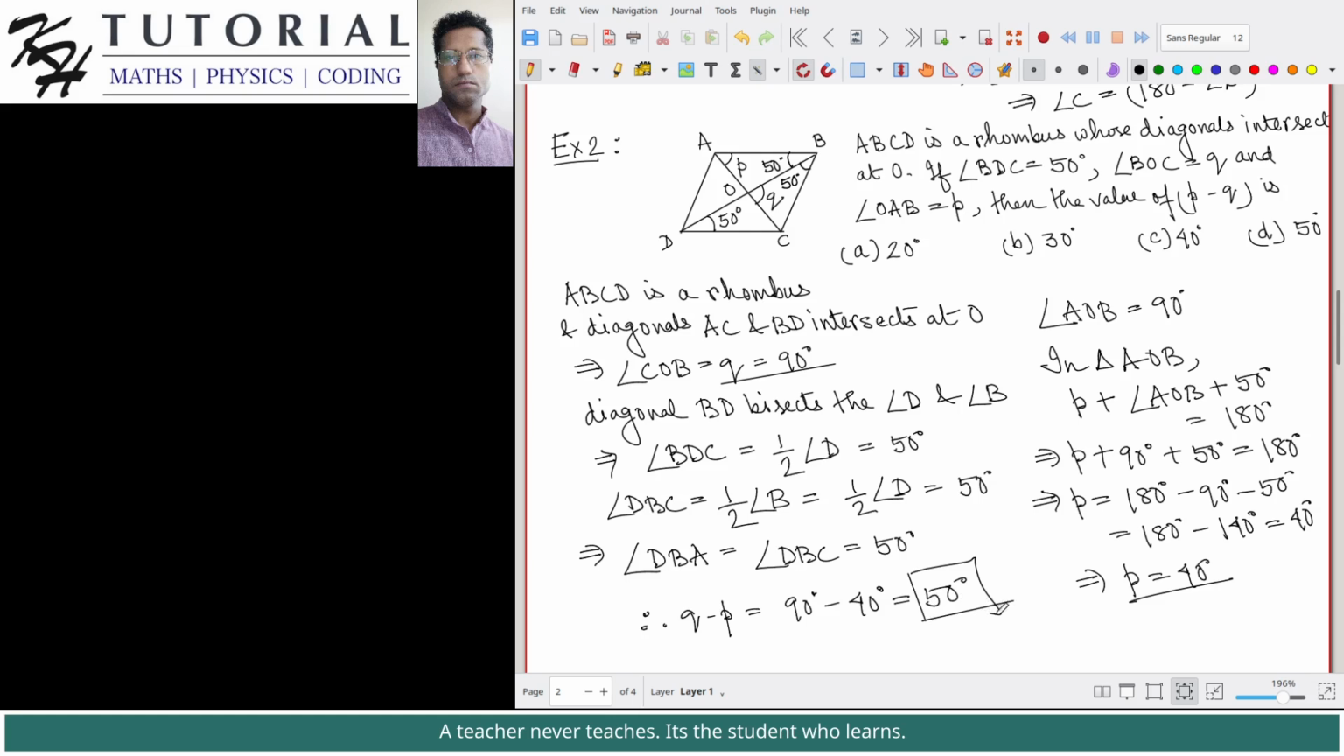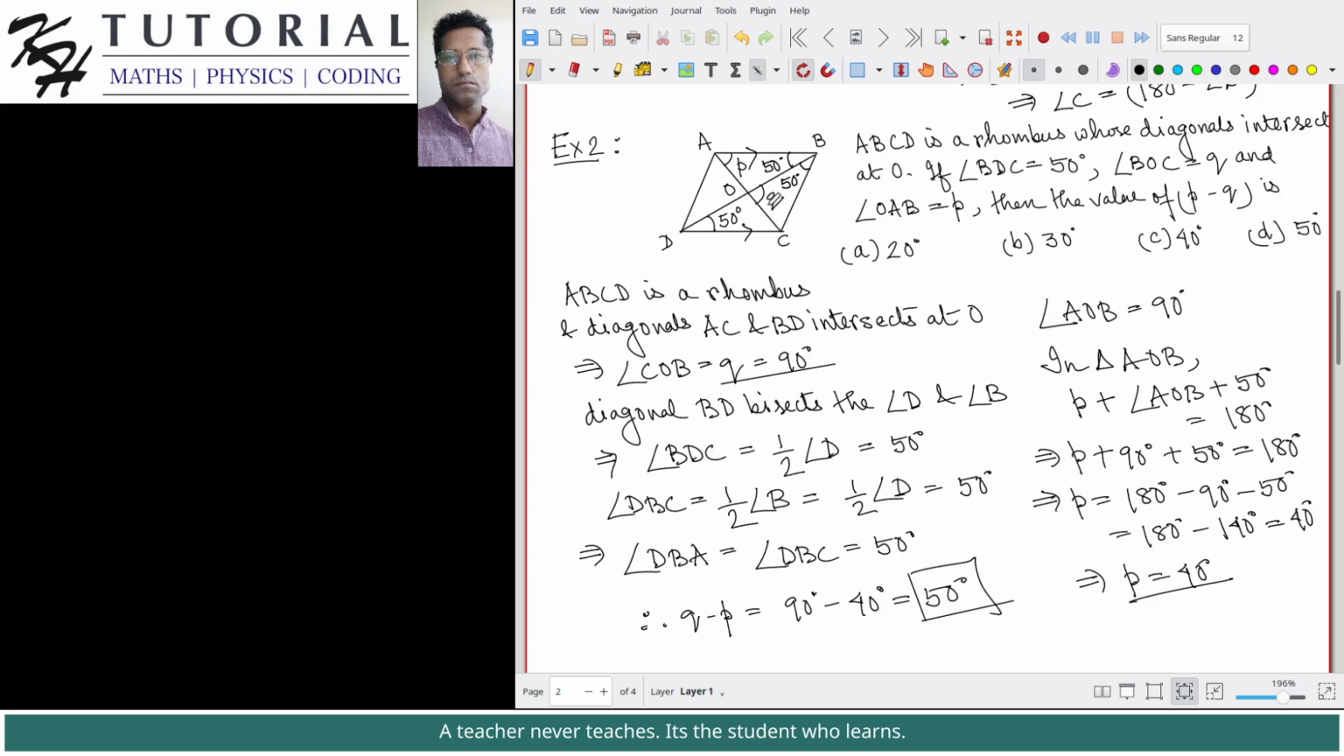Now, this was one way of solving it. There are many other ways of solving it. Since AB is parallel to DC and BD is a transversal, and we know that one alternate angle is given, which is 50 degrees, that is angle BDC. From that also we could have said that angle ABD is also 50 degrees, since the alternate interior angles are equal when a transversal cuts two straight lines.